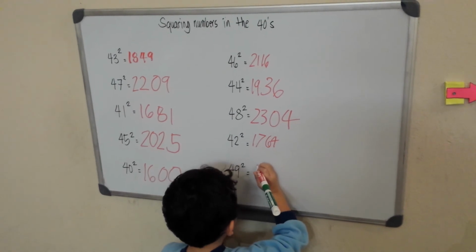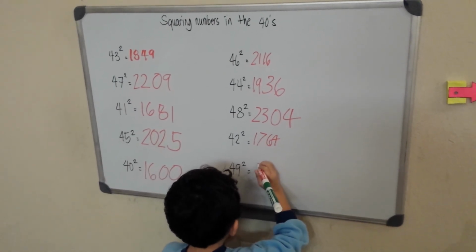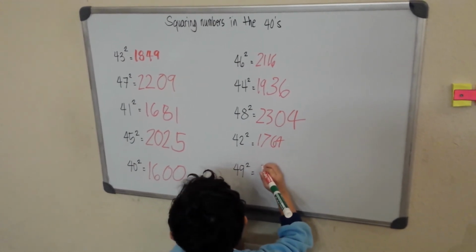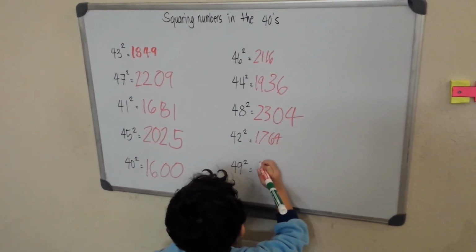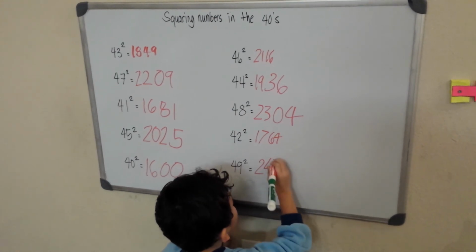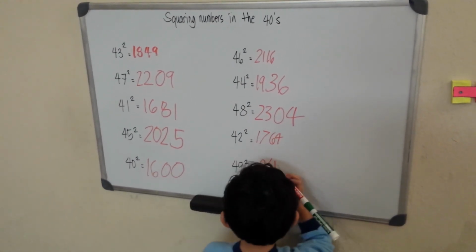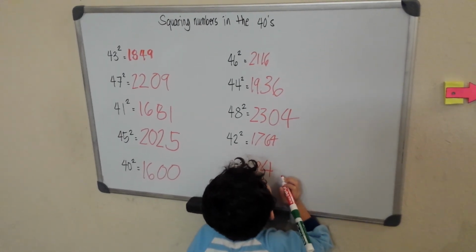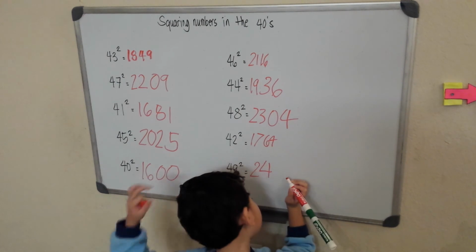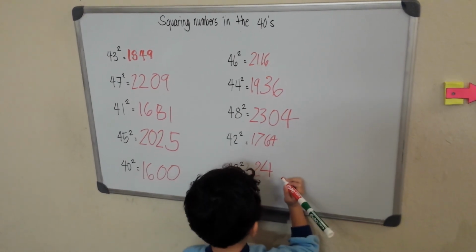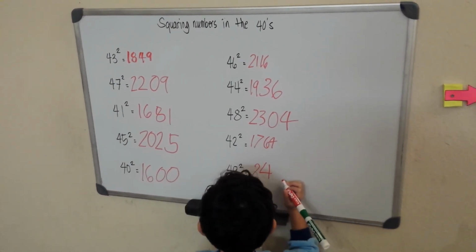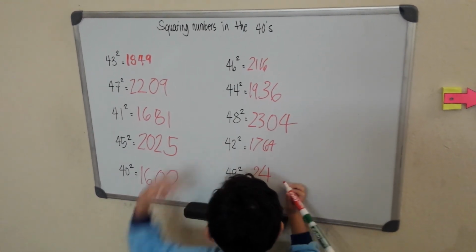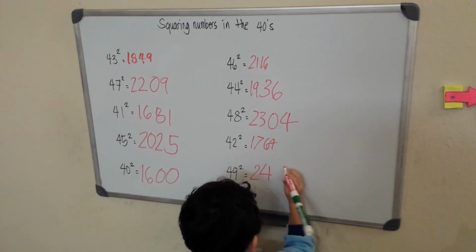49 squared, we have 1. Okay, wait. 15 plus 9 is 24. Let me think. Next we have 49. How far is 49 away from 50? 1. So 1 squared is 01.